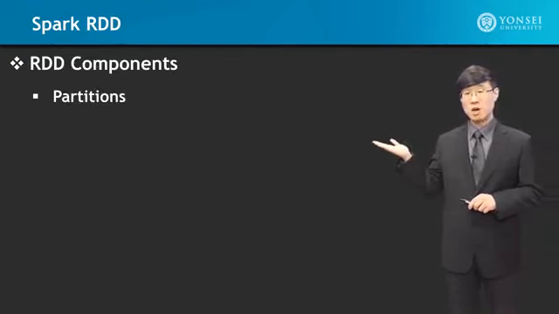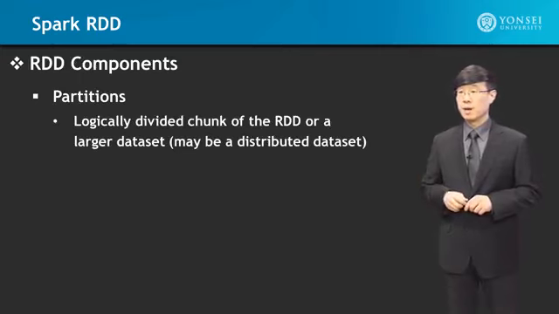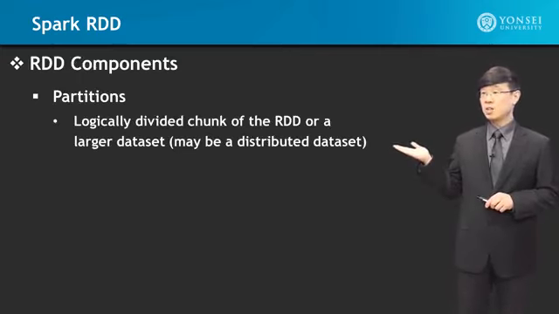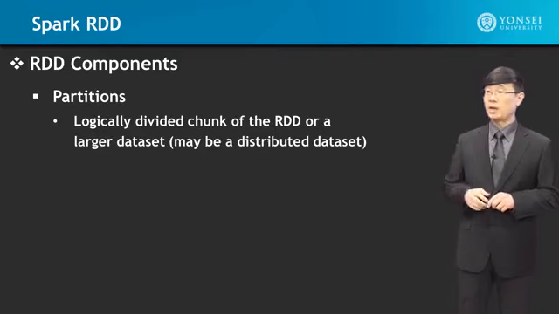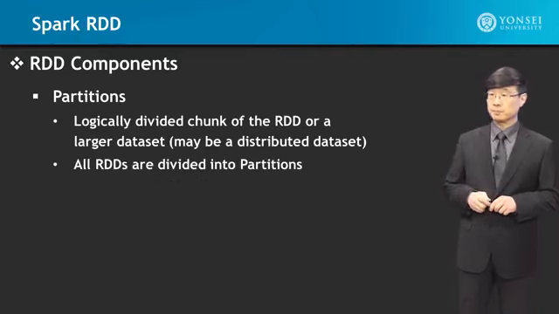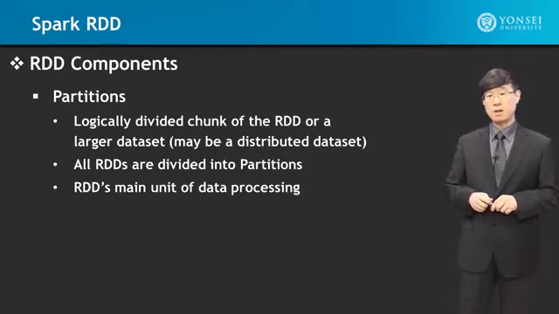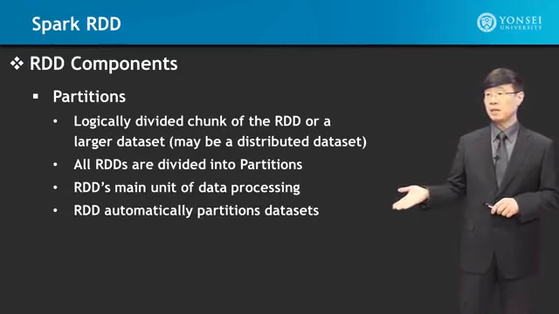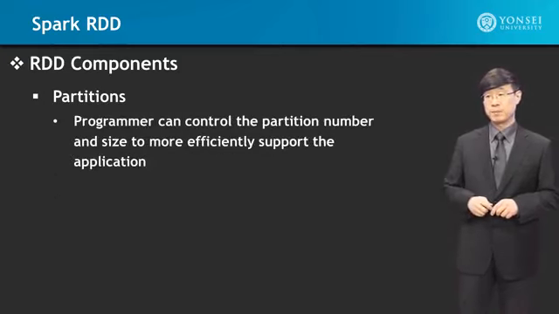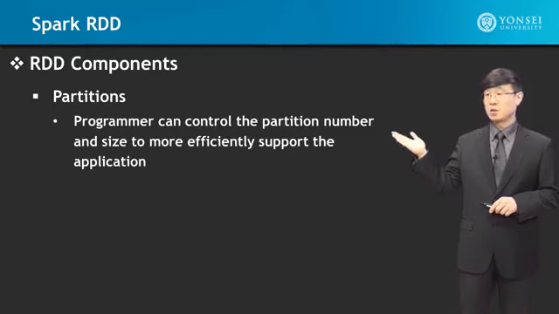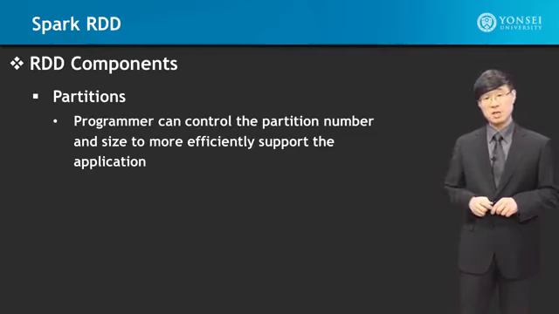Then the partitions of RDD. A partition is a logically divided chunk of the RDD or a larger data set. All RDDs are divided into partitions. RDD's main unit of data processing is the partition. RDD automatically partitions data sets. The programmer can control the partition number and size to more efficiently support the application in Spark.